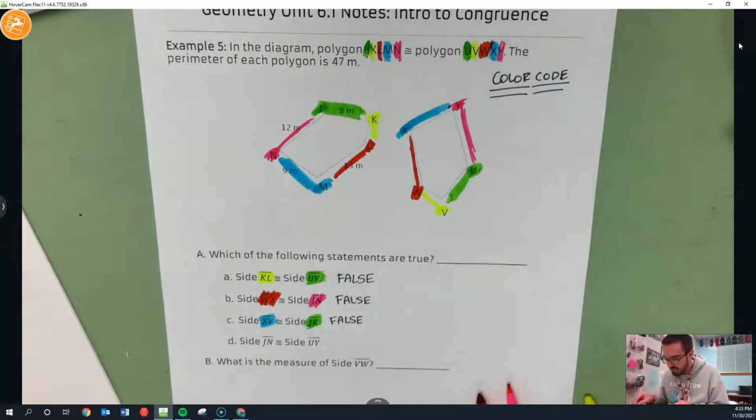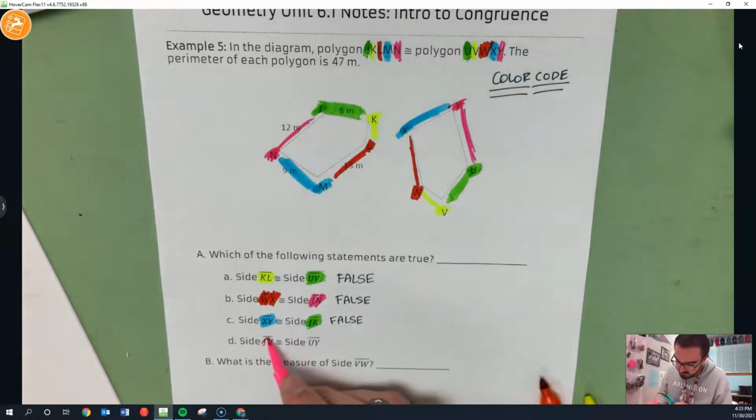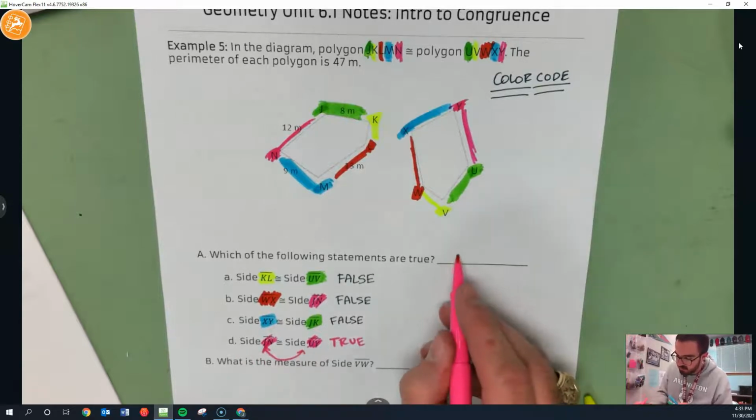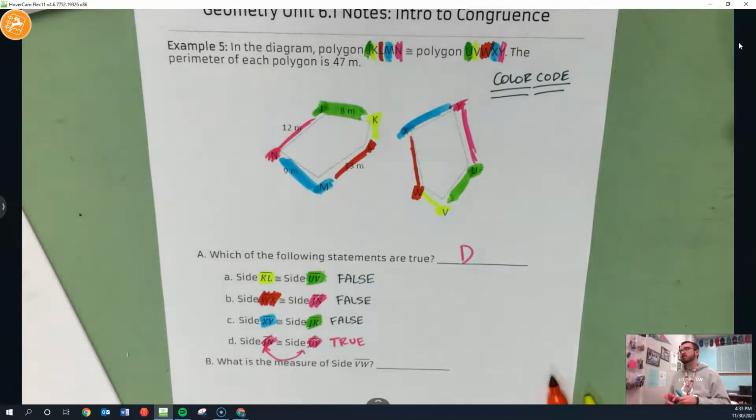What about side JN? That looks like it's pink. And then side UY is also pink. So we finally found a winner. This one would be true. They are the same color, right? So really just D is true. All right, last problem. Letter B.